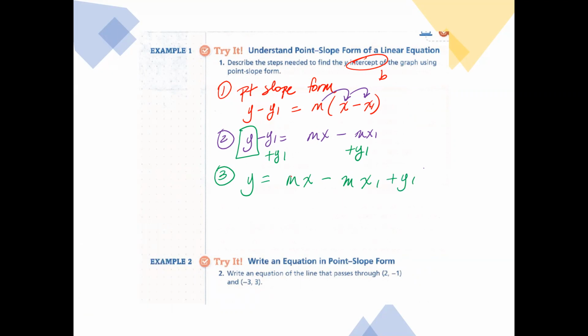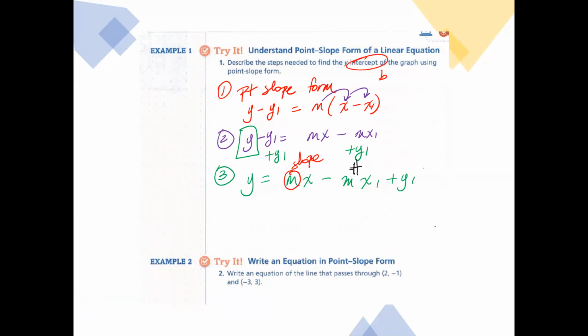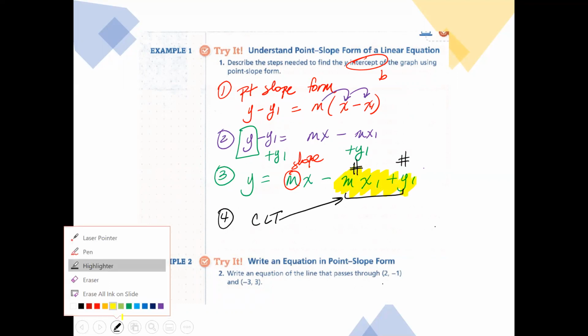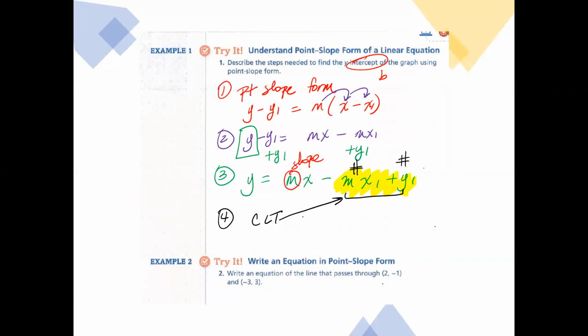Generally what's going to happen is that your slope is going to be with the x. You are going to have a number here for the slope times x sub 1. And you also have a number here with y sub 1. So you would have to combine like terms of these two items here, which will give you a number. And that number will also represent your y-intercept. So those are the 4 steps.